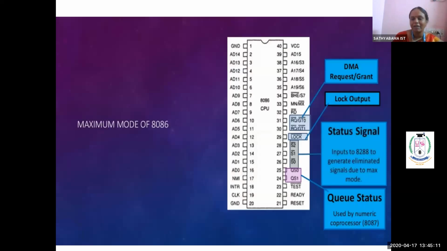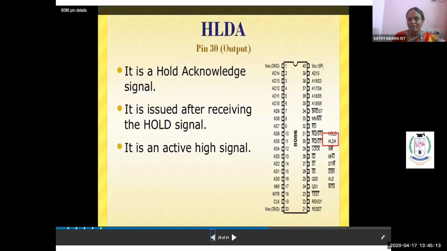So these are all the minimum mode signals. I think you have studied about 8 pins; all the 8 pins you have already studied. Only 2 pins are new for you. One is DEN bar, data enable, and another pin is DT/R bar, data transmit and data receive. Those are the only 2 new pins. The remaining we already learned.